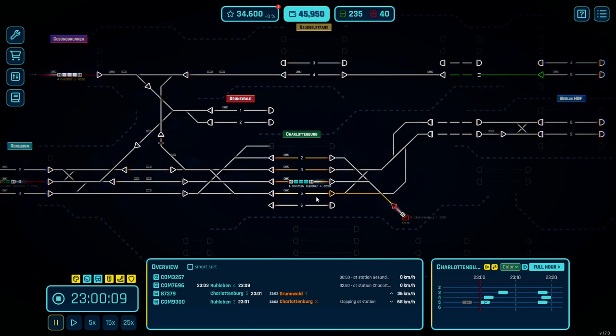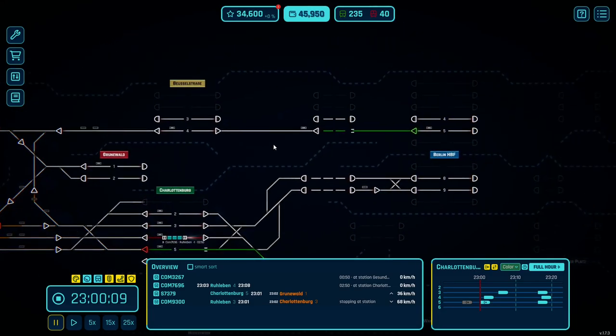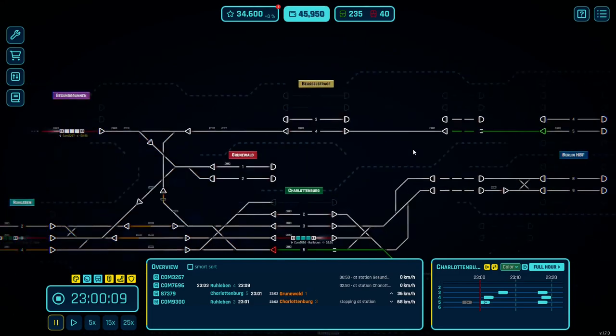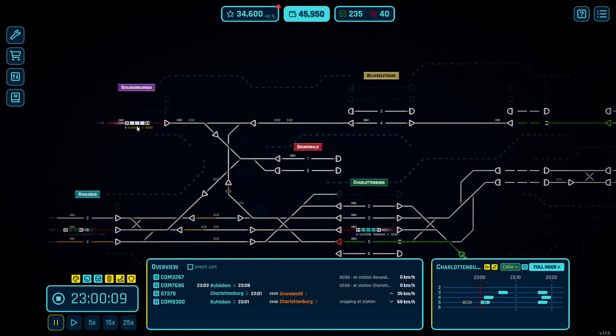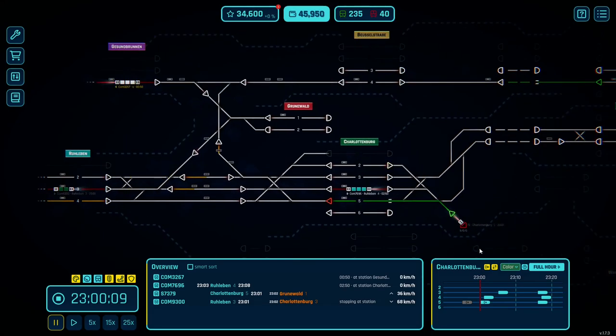So first off, I need to get this to the platform it's going to start on, which is Charlottenburg 5. So this train basically touches all the stations so that I can get the maximum payout. It goes here to Grunewald, then it goes to Busselstrasse, over to Berlin HBF, then comes back through Busselstrasse to Gesundbrunnen, then to Ruhleben, and then finally to Charlottenburg, and then back to the shed.